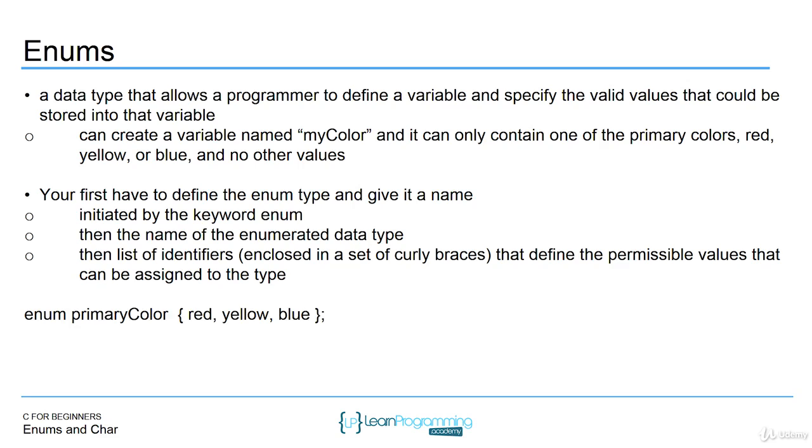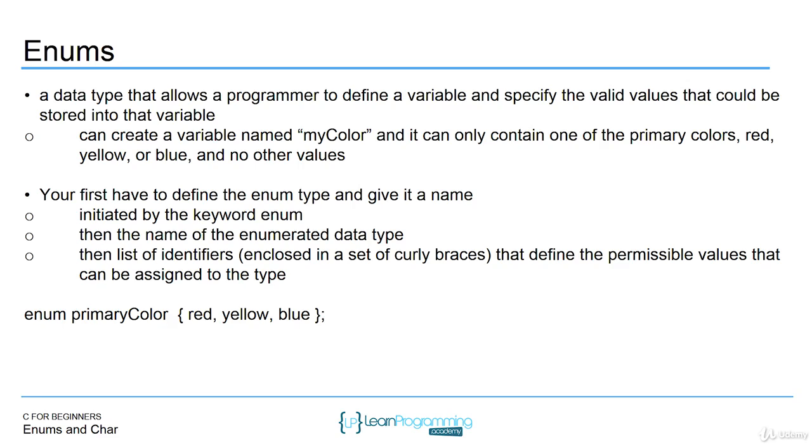So let's see this in action. Here, I'm defining an enum type called primaryColor. I have the enum keyword, and then the name of my enum, which is primaryColor, and then I'm defining all the valid values for that type. You'll see that they're enclosed inside curly braces, the left curly brace and the right curly brace. In this case, we have a type of enum named primaryColor that can only hold values of red, yellow, and blue. And it can't store anything else.